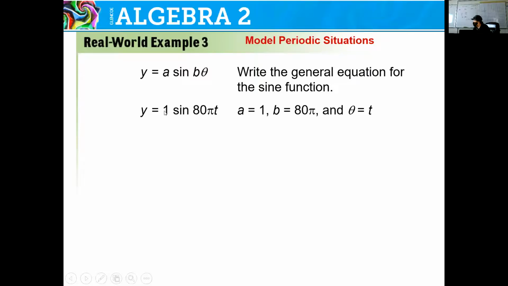Okay, and then they're just putting it in. The amplitude factor they gave us is 1. The b factor is good.